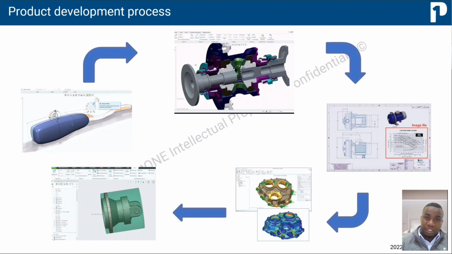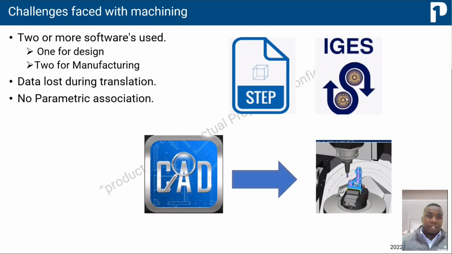So the question is, what are the challenges that are typically faced when you are machining? The current challenges that are mainly faced at the moment is that most companies are having two or more softwares that are used. So you'll find that they are using one software for doing the design, the other software for manufacturing.